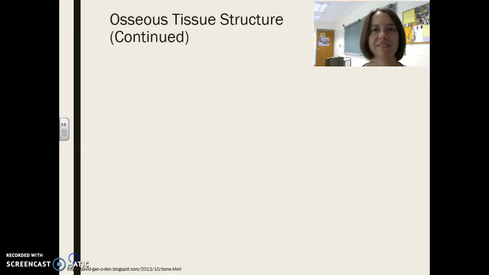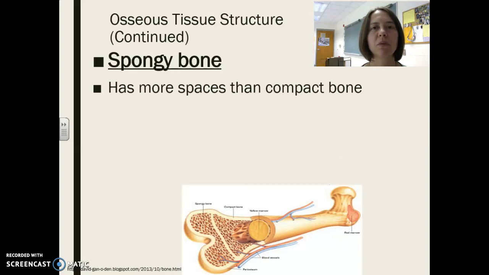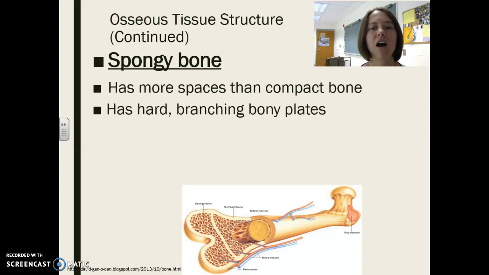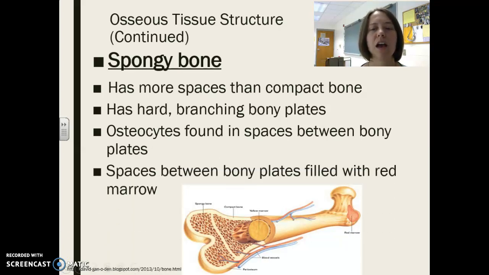And so let's take a look at that. So the other type of osseous tissue is the spongy bone. There's a picture of the spongy bone in the epiphysis. And spongy bone has more spaces than compact bone, and it has hard branching bony plates, the trabeculae, instead of osteons. Osteons go with compact bone. So the osteocytes, or bone cells, are found in the spaces between the bony plates, and then the spaces between the bony plates are also filled with red bone marrow.